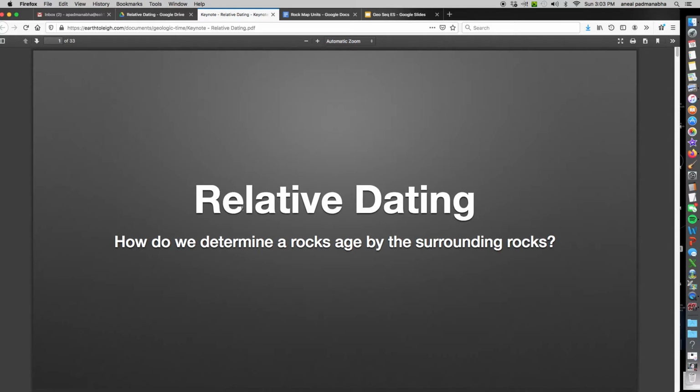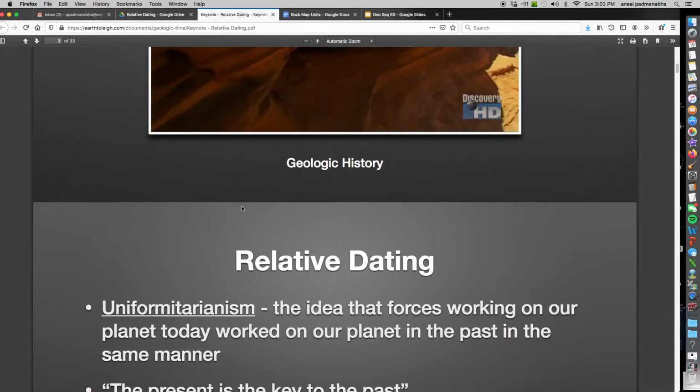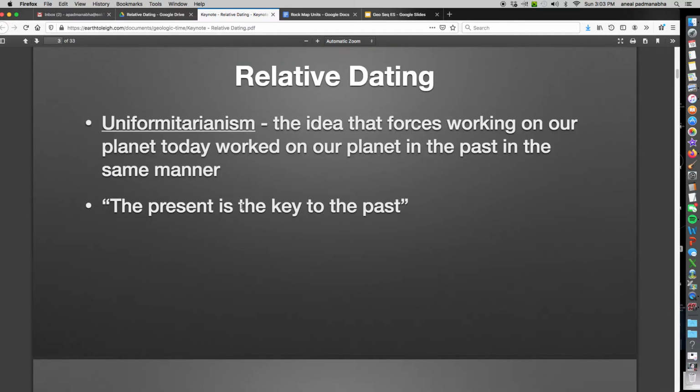So relative dating, how are we going to be able to date rocks? Again, relatively means how old is it compared to this, or when did it happen compared to that, or which rock layer is older because of whatever reasons, and there's some rules that we need. The first rule is, and you don't have to really know the name of it, but uniformitarianism is the idea that the forces working on our planet today worked on our planet in the past in a similar manner. So you'll hear this phrase once in a while, the present is the key to the past.